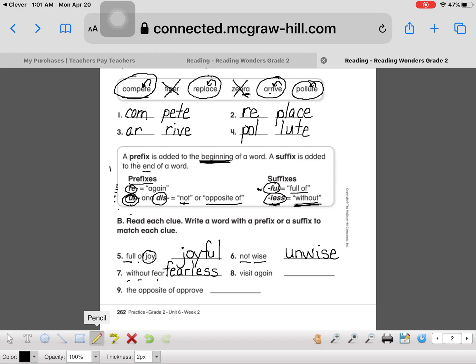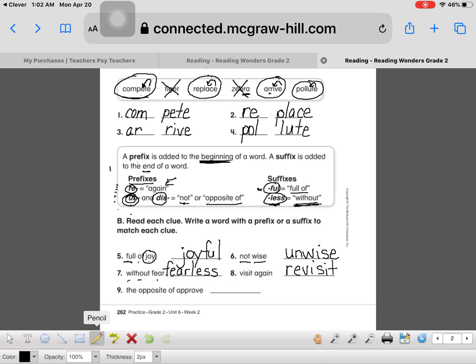Okay, number 8. Visit again. To visit again, for example, if I say, well, we will visit this again, talking about a story that we read throughout the week, and we read it over and over a few times. So when I say, well, we're going to visit this again tomorrow. So to visit again, look up here at your prefix. The prefix again is re, so we are going to re again. No, we are going to revisit.